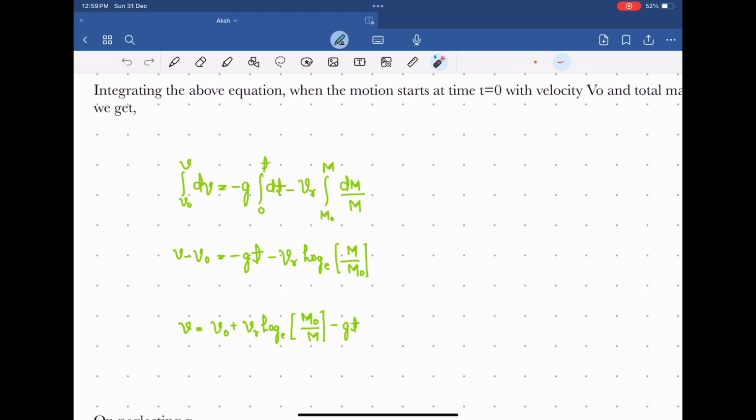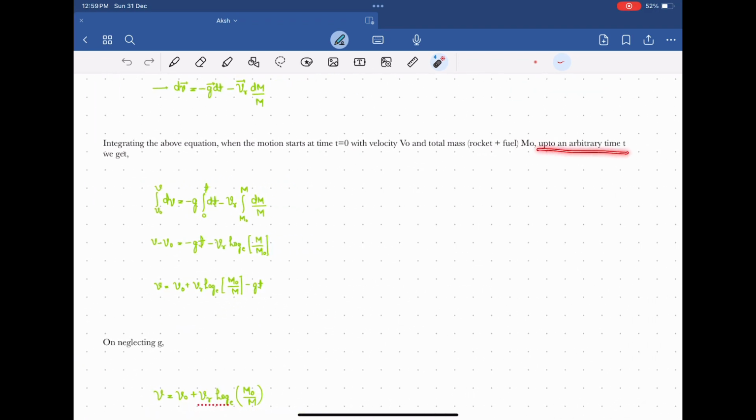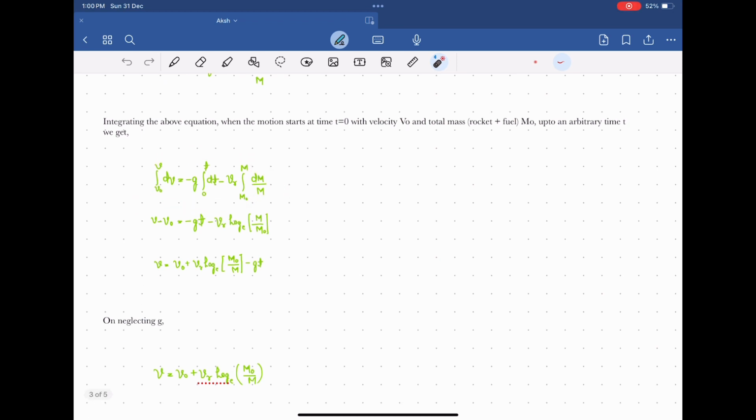Integrating the above equation, when the motion starts at time t equals 0 with velocity v naught and the total mass, that is the rocket plus fuel, m naught, up to an arbitrary time t, we will get v equals v naught plus vr log e (m naught/m) minus gt, by integrating the equation within the given limits.